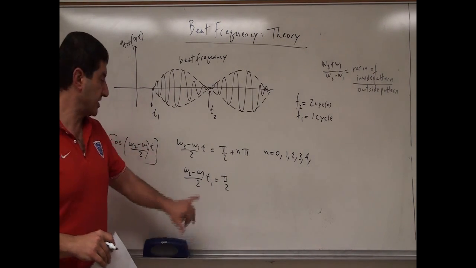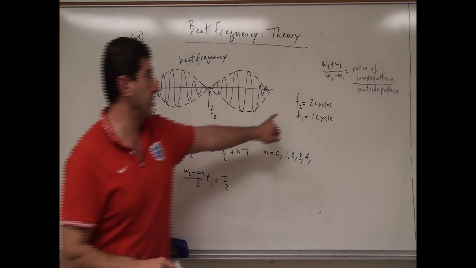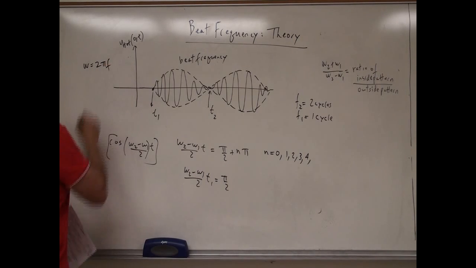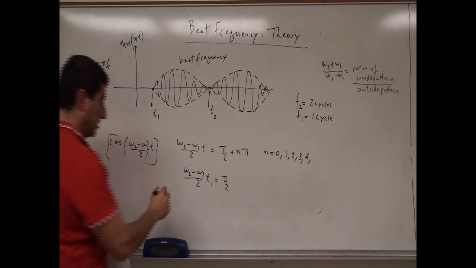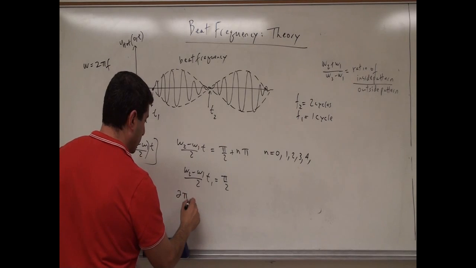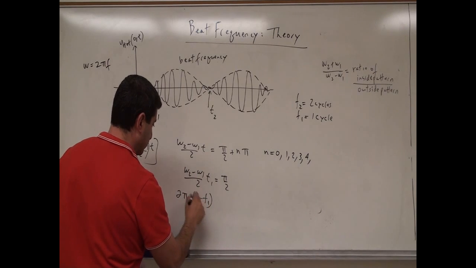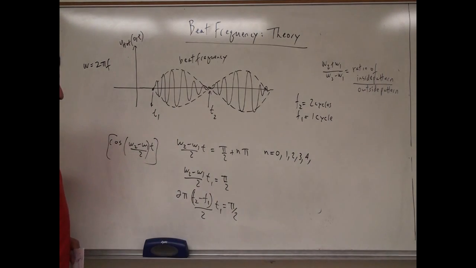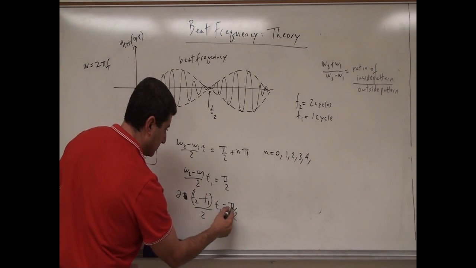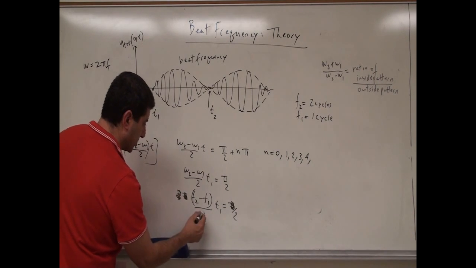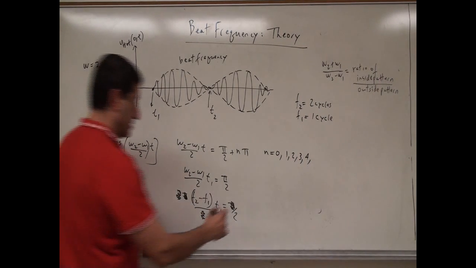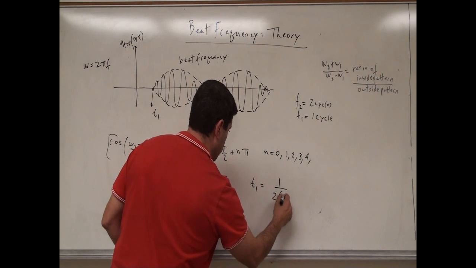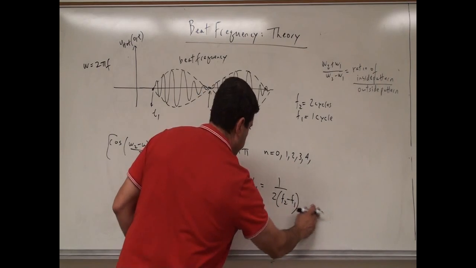What I would like to express is the relationship between omega and the frequency, right? Remember, omega was equal to 2 pi times the frequency, so then I can substitute that there. I can say 2 pi (f2 minus f1) over 2 t1 is pi over 2, right? And then the pi will cancel the pi, and then the 2 will cancel the 2, and then what will I get? t1 is going to equal 1 over 2(f2 minus f1).